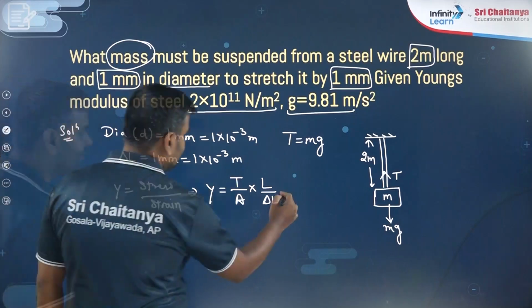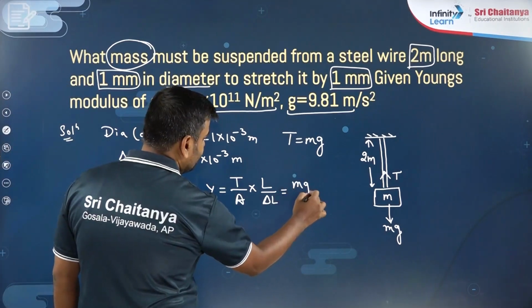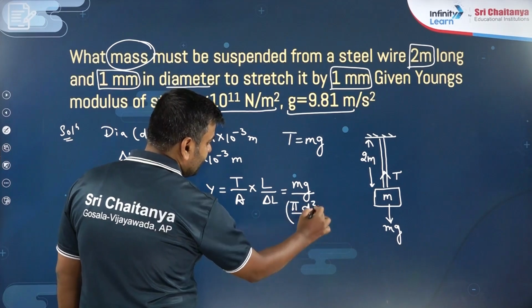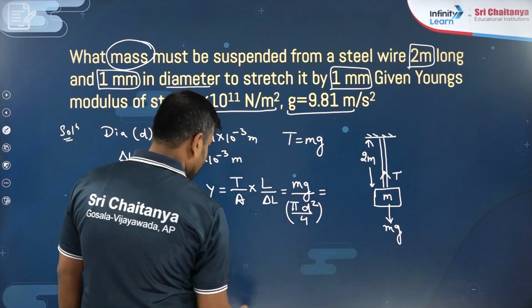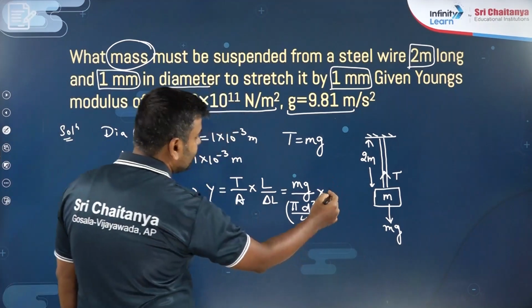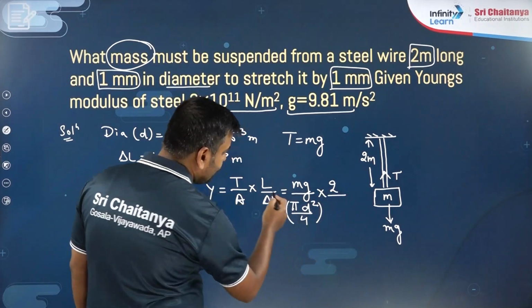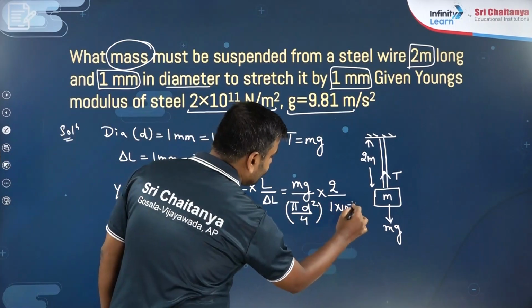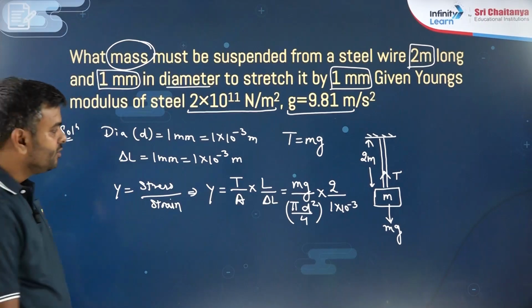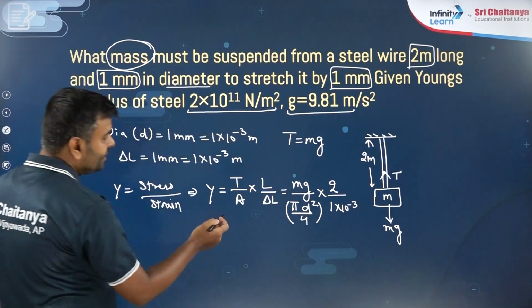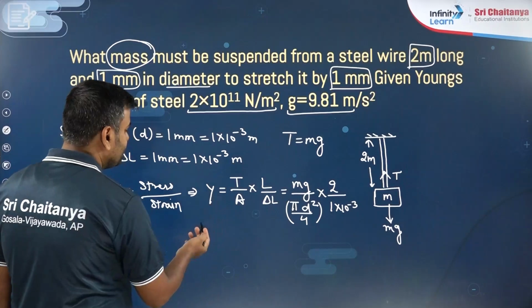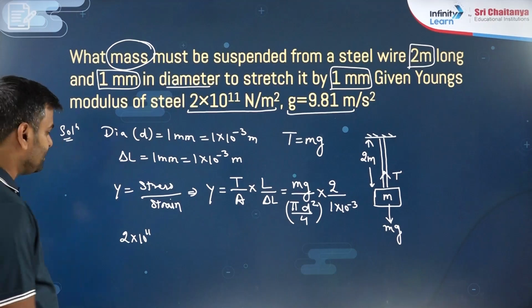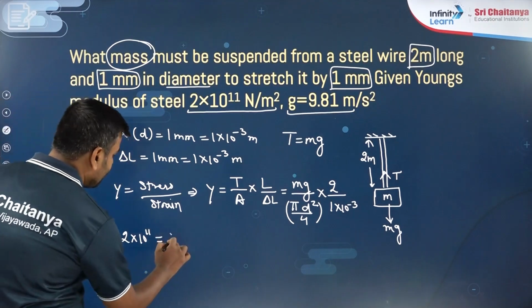So we will write here the values. This will be Mg divided by pi d square by 4, which will be the area of cross section, multiplied with the length, which is given as 2 meter, divided by delta L, the stretch, which is 1 into 10 to the power minus 3 meter. After that we will calculate the value of M. Y value is given to us, so we can substitute that. 2 into 10 to the power 11 will be the Young's modulus of elasticity, and that will be equal to M into G.